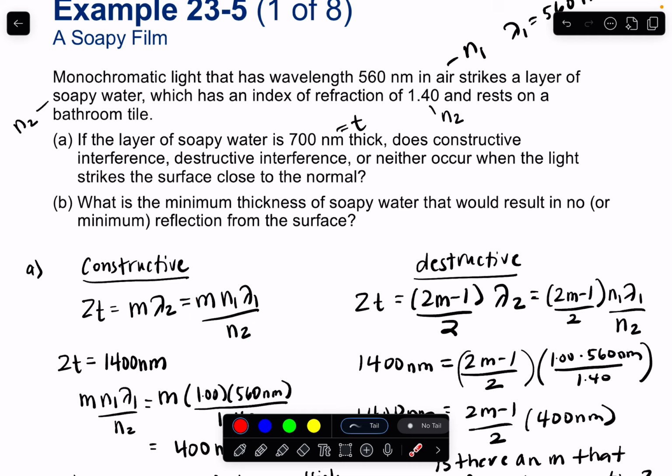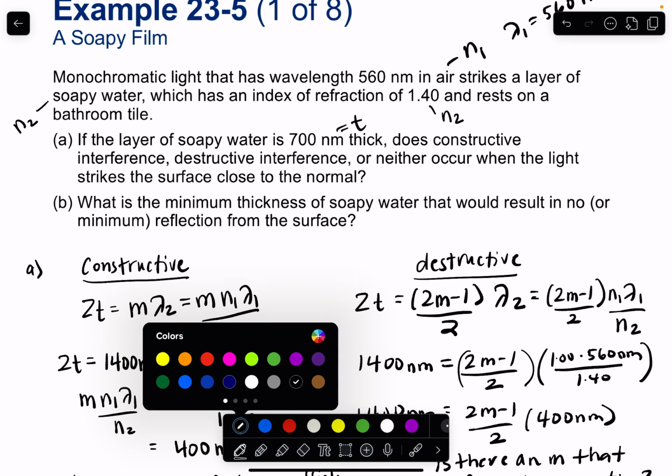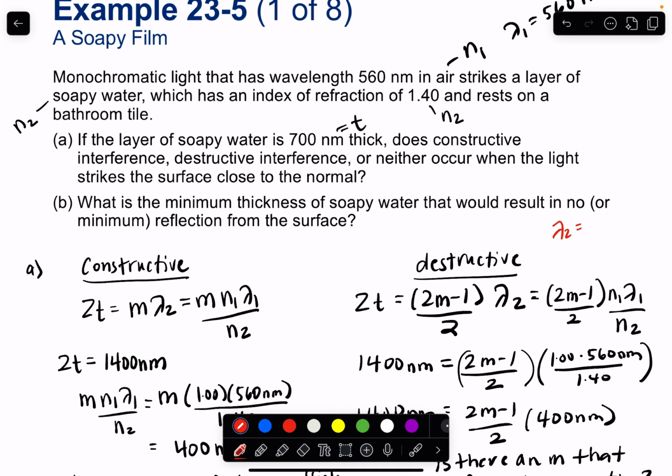Let's go ahead and write the destructive condition, and then we'll work them both out. 2 times the thickness, that's the path length difference, is going to equal 2m minus 1 over 2, the odd half integer, times lambda 2. We can rewrite that in terms of lambda 1, like so, N1 lambda 1 over N2, because lambda 2 equals N1 lambda 1 over N2.